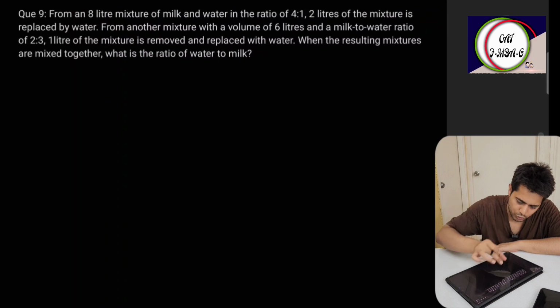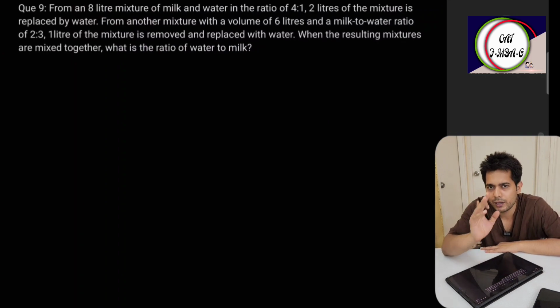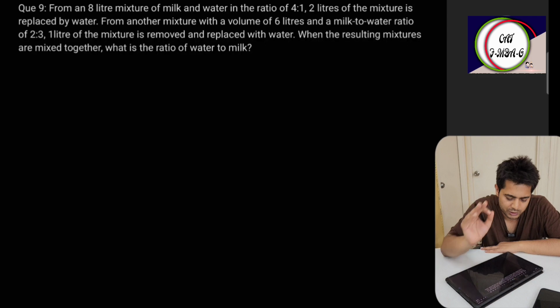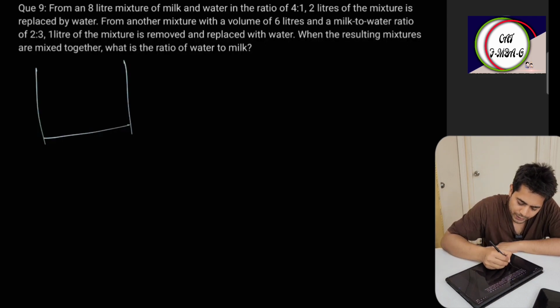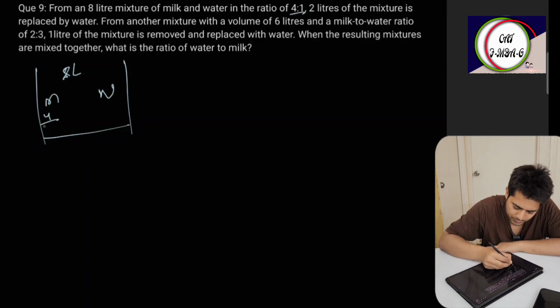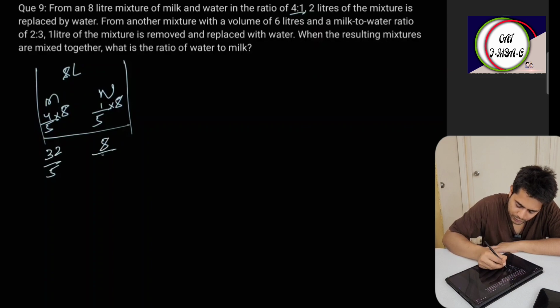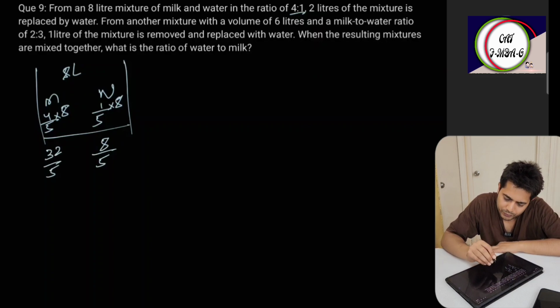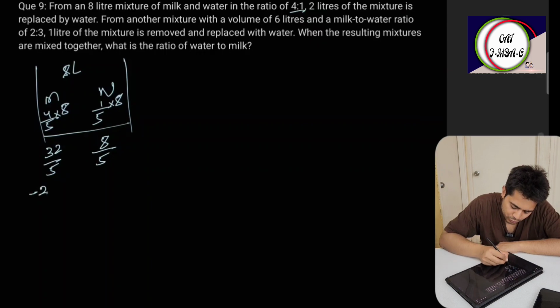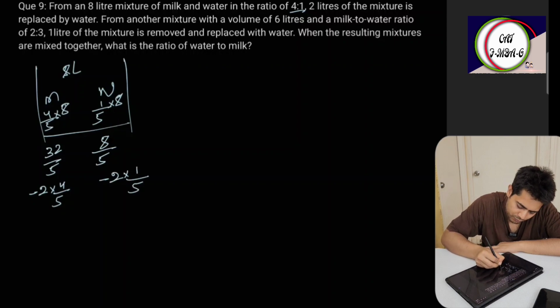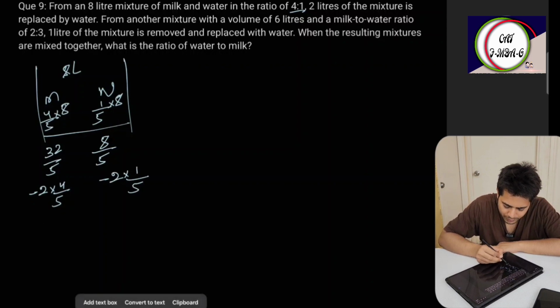Okay, this is an important question and I will guide you to clear your concepts as much as I can. From a 8-liter mixture, here milk and water are present in the ratio 4:1. So milk is 4 by 5 into 8, water is 1 by 5 into 8. So this is 32 by 5 and 8 by 5. This is milk and water. 2 liters of mixture is replaced. So minus 2 into 4 by 5, minus 2 into 1 by 5. So 32 by 5 minus 8 by 5.